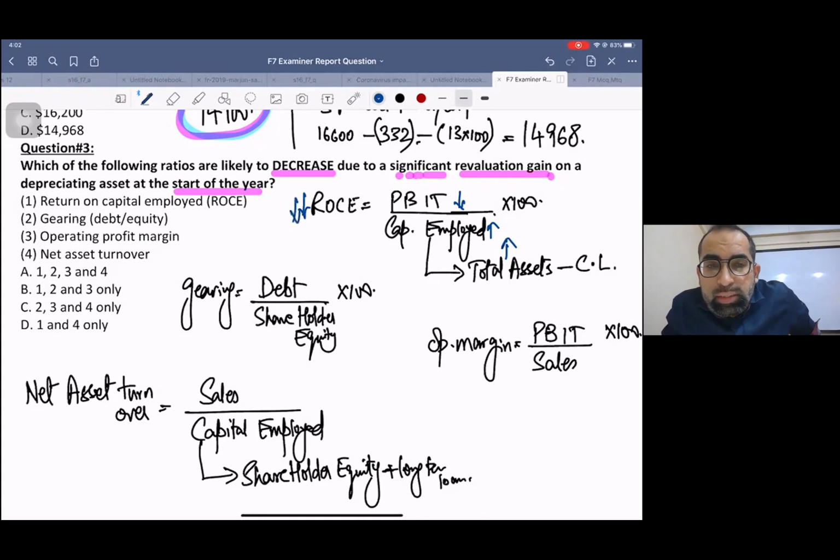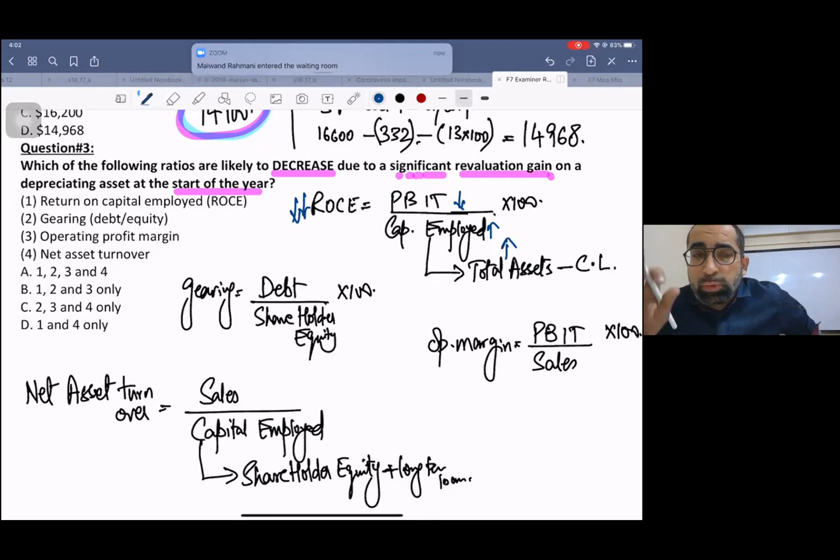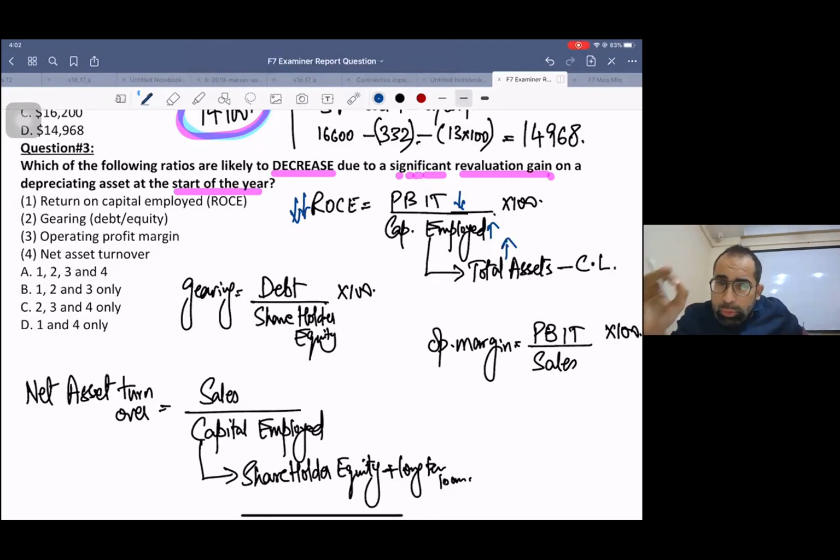So in this question, there will be a double reduction of ROCE. This is the for sure thing, that your ROCE will go down. So point number one is absolutely correct.